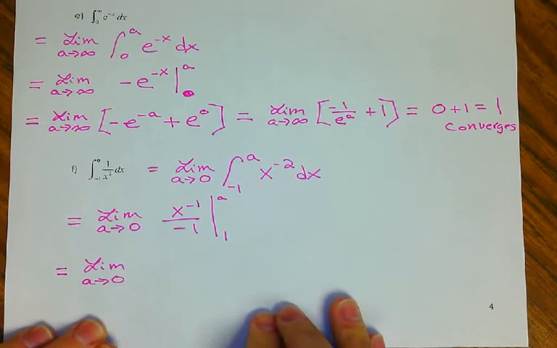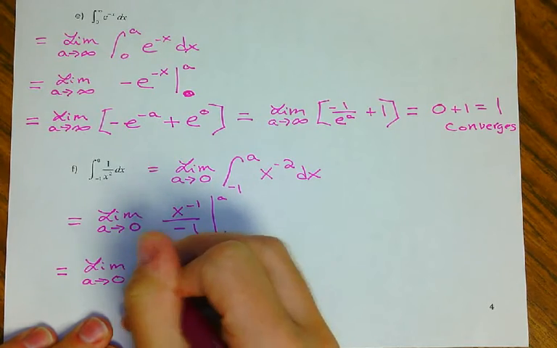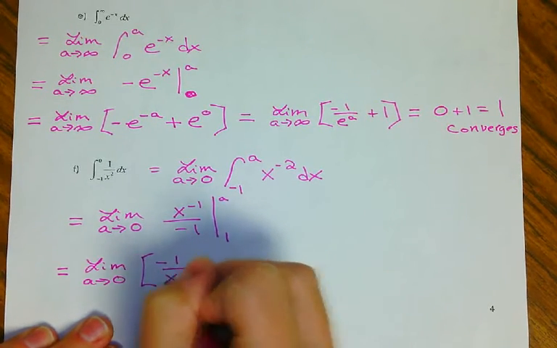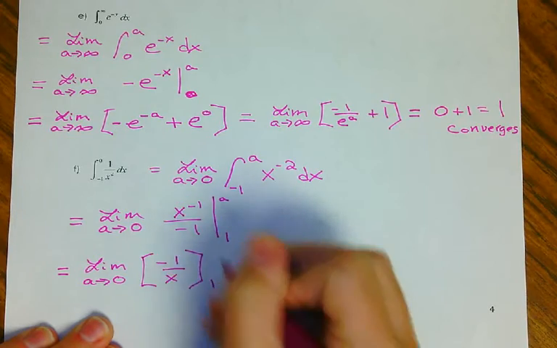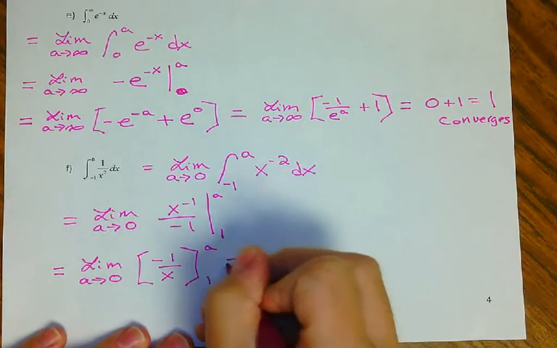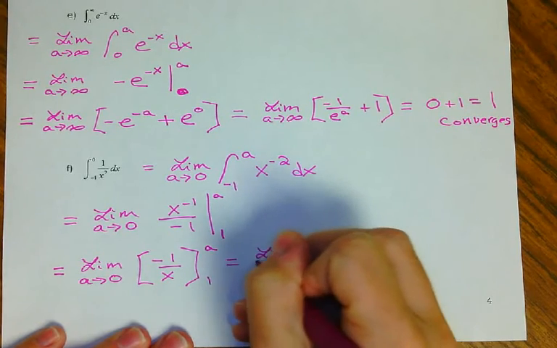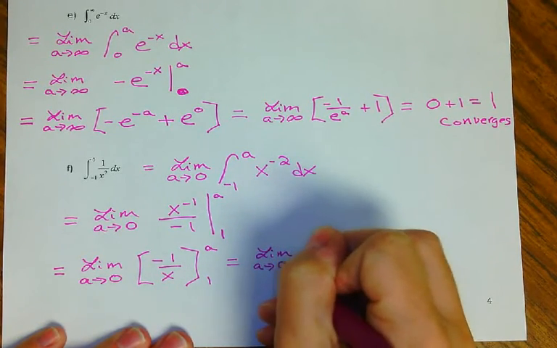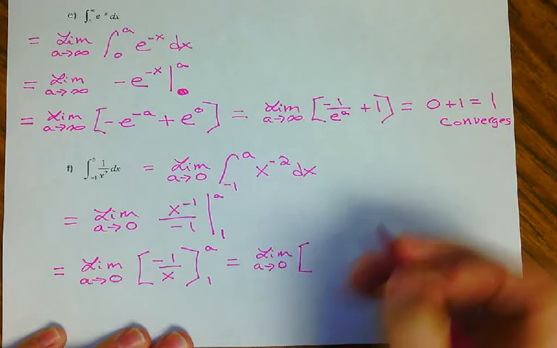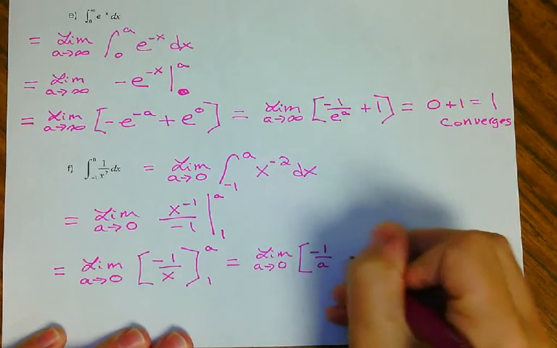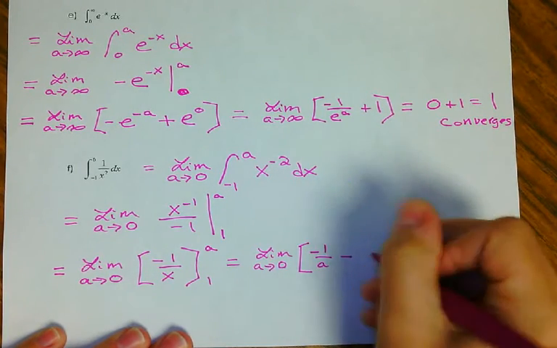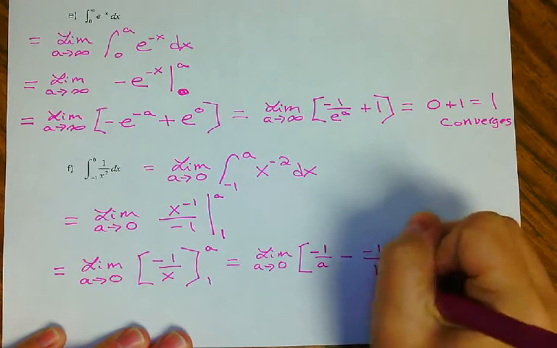Oops, how did I scoot up? I would probably take a minute and rewrite this. I would rewrite it as -1 over x, and then apply my fundamental theorem so that I don't get tangled up in the algebra. So we'll say that's equivalent to the limit. Right now in this step I'm going to apply the fundamental theorem, so that limit just gets recopied. So first I plug in a, so I get -1 over a minus what you get when you plug in 1 there. So that's -1 over 1.